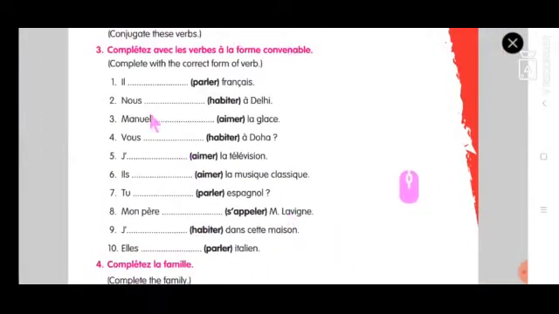This one is an easy exercise. You have to see here. First read the title of the exercise. Compléter avec les verbes à la forme convenable. So complete the verbs in a convenient manner. So that is the meaning, which suits the verb.